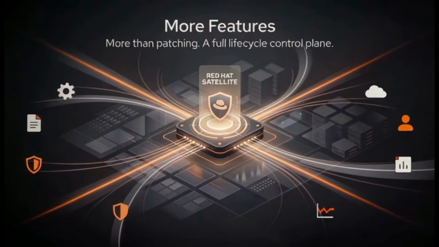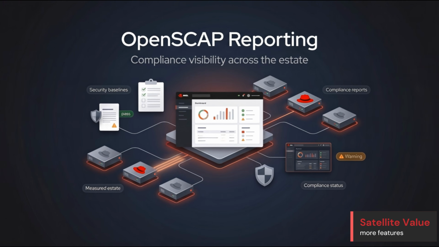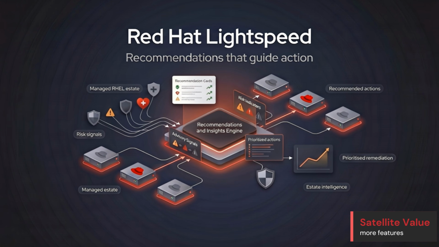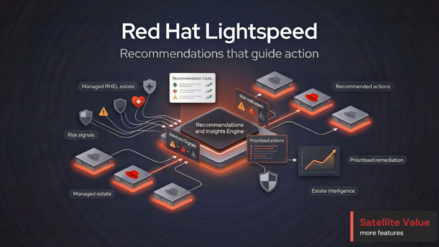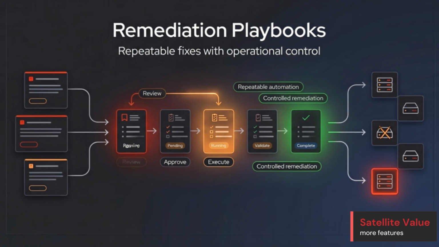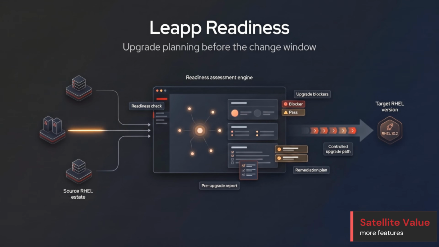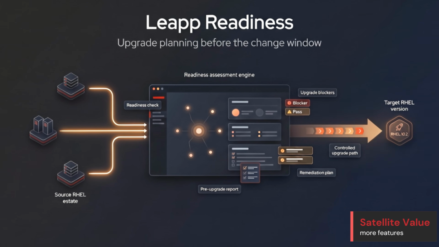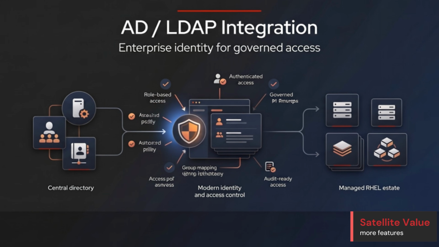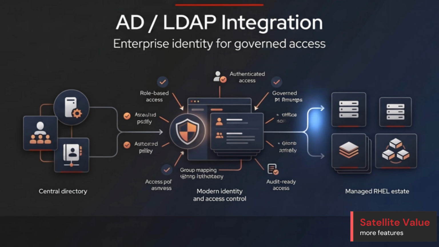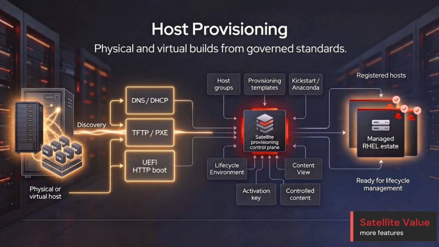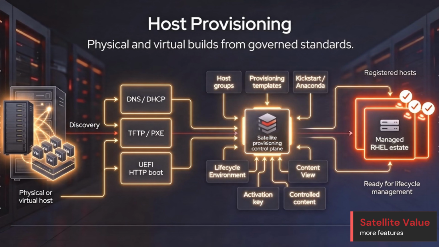And there's even more that we could cover. OpenSCAP helps turn compliance into visible reporting. Red Hat Lightspeed surfaces recommendations before small issues become bigger ones. Remediation playbooks help move from finding to repeatable action. Leapp Readiness helps plan major RHEL upgrades with fewer surprises. AD and LDAP integration connect Linux operations to enterprise identity. Image Builder supports repeatable image creation. Host provisioning helps bring new systems under control from the start.